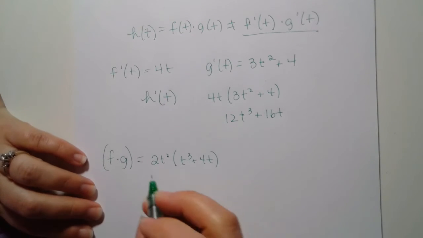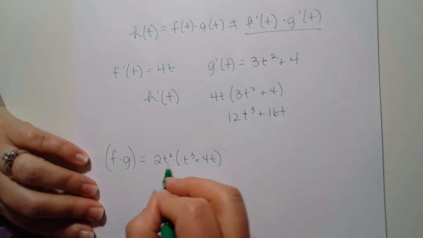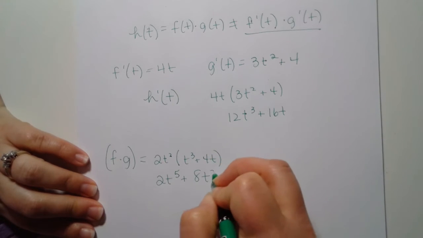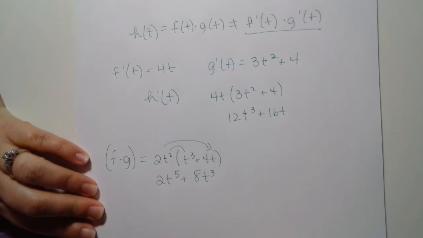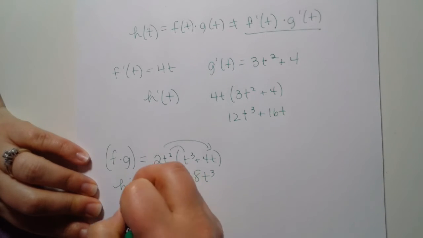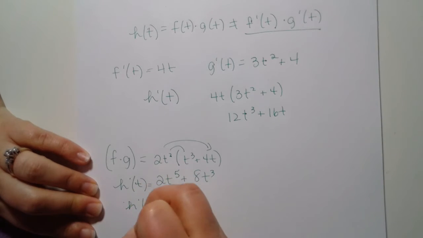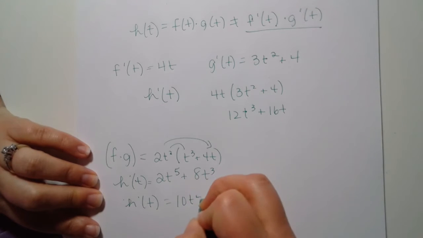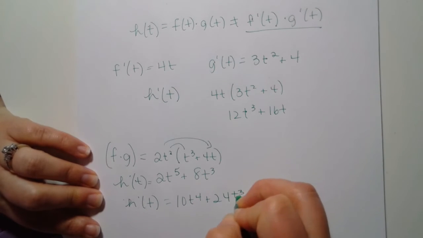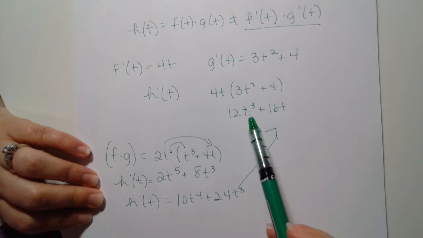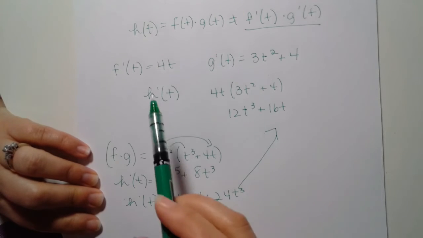Okay, so I have this. If I multiply it together, I would get 2t to the fifth plus 8t cubed. I'm distributing here. And now I can do the derivative of this, so I'm going to call this h of t. So the derivative h prime of t, now that I've turned it into a sum, would be 10t to the fourth plus 24t cubed, which is not the same as what that was. So we just took the derivative of each one and multiplied them together, but that is not the actual derivative. So this does not work.